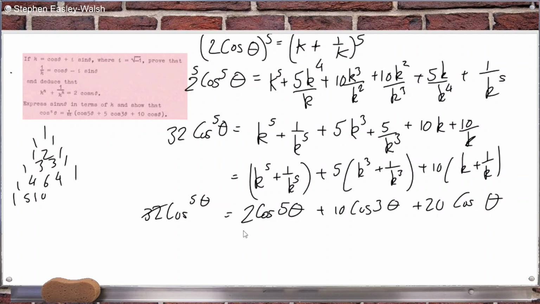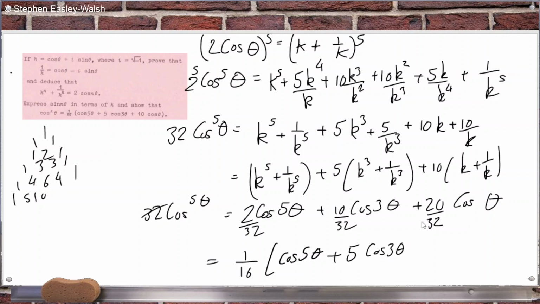So if we divide by 32, then that's 1 over 16, which we can take out. That's 5 over 16. We can take the 16 out. And then that's 10 over 16. We can take the 10 out. Perfect. We've matched that up exactly.